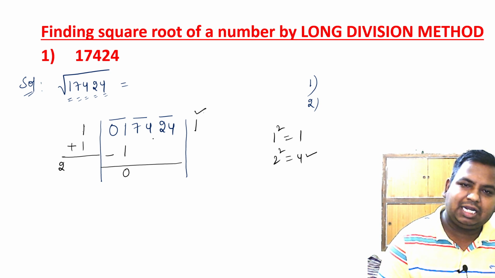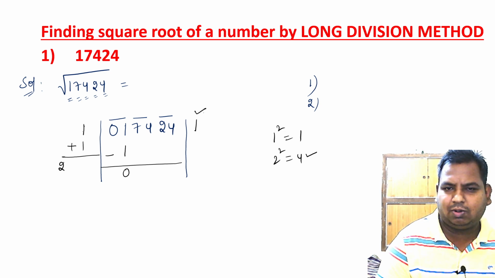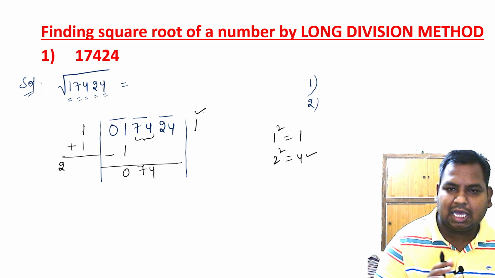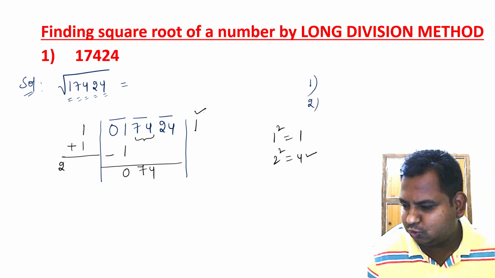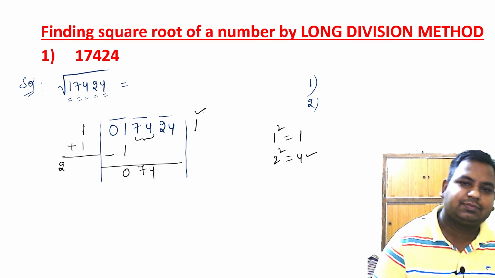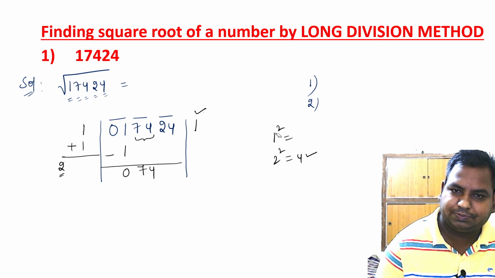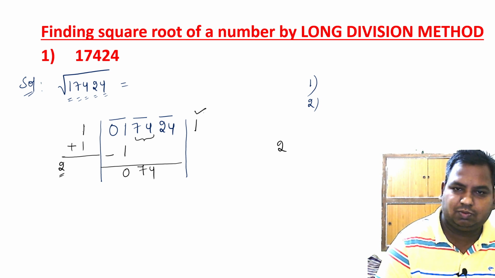Next, you bring down the digits under the next bar. Under the next bar we have 7, 4. So bring down 7, 4. Now it's time to listen carefully. We have 2. So here, first write 2.